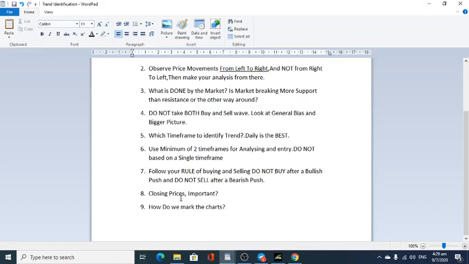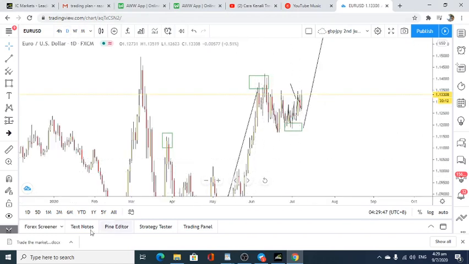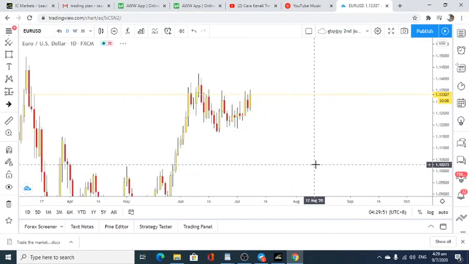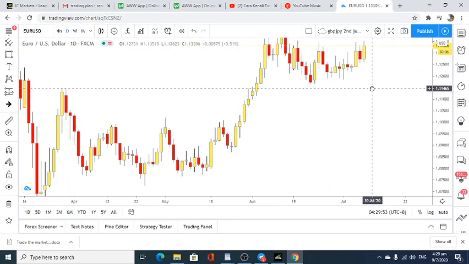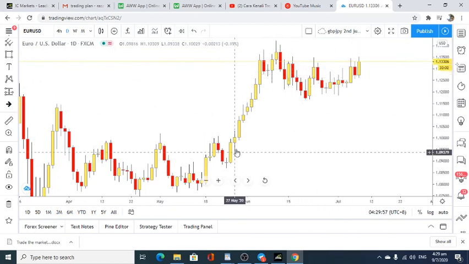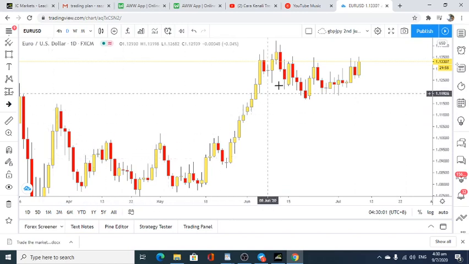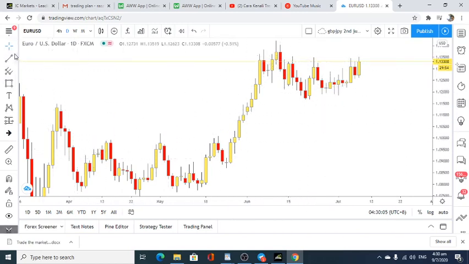Okay, so closing prices are important. Yes, closing prices are important because we want to know whether it closed higher or lower. Because if it closed higher, then it's an uptrend. So in this case, even though the uptrend is not really visible yet based on the closing price, the thing is, look at this from left to right. Is price closing lower?